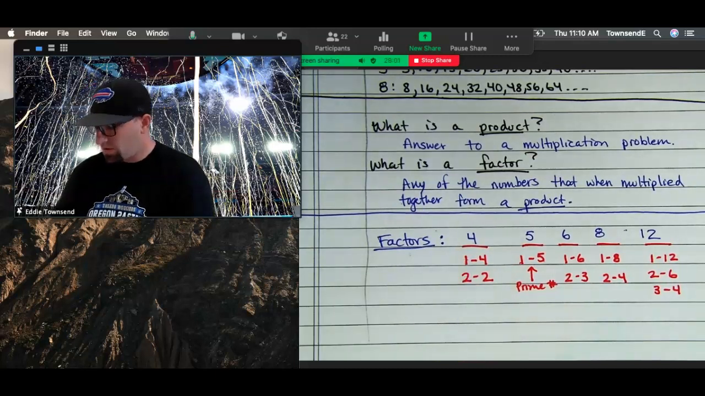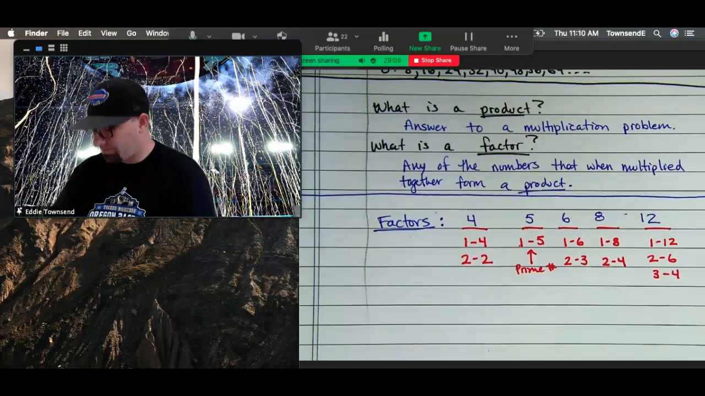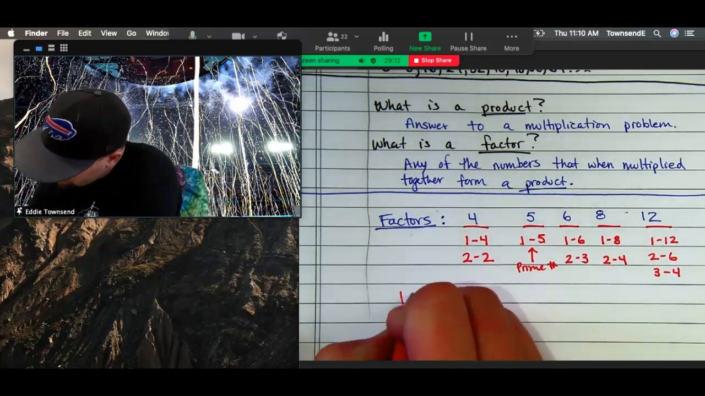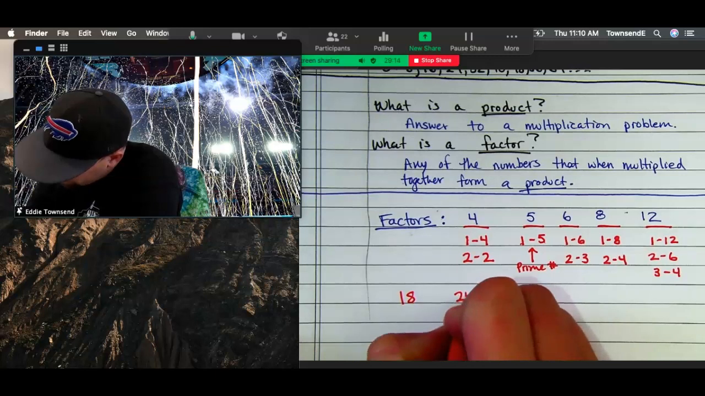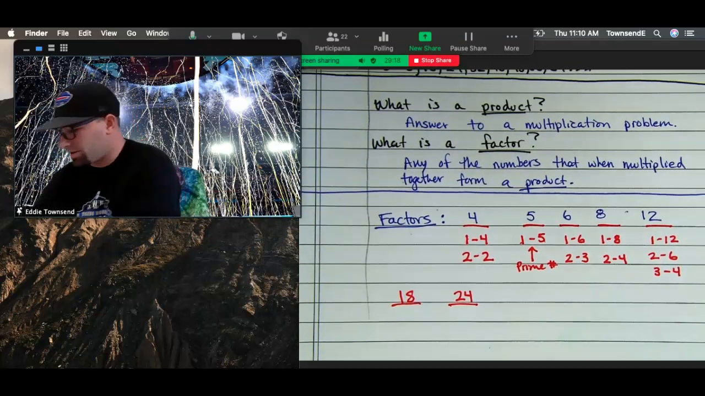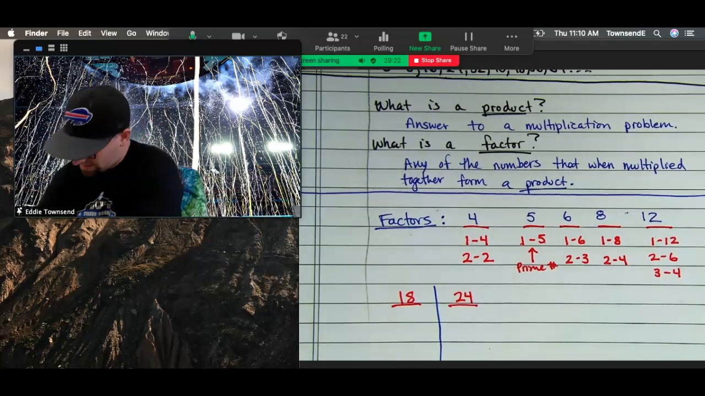Okay, so now what we're going to do is I'm just going to do it right under here, actually. Okay, and I'm going to show you how to find the greatest common factor. Okay, so we've got 18.